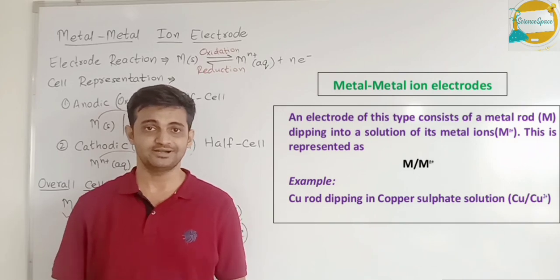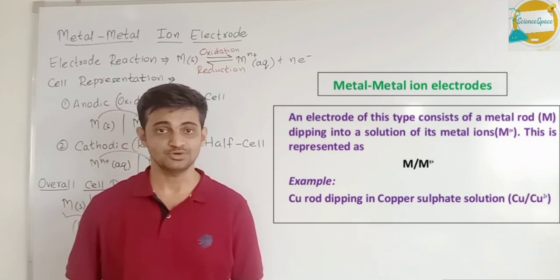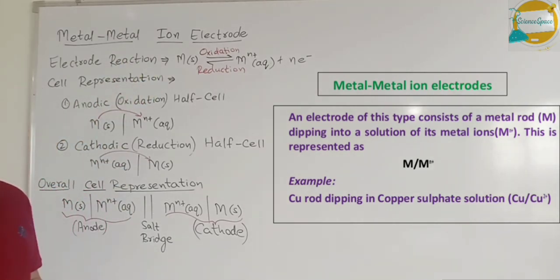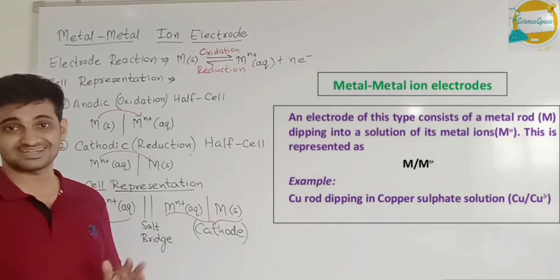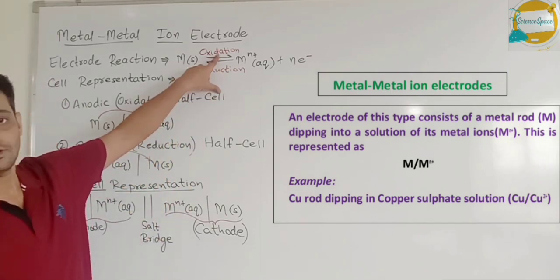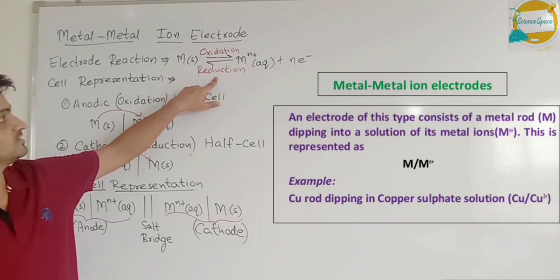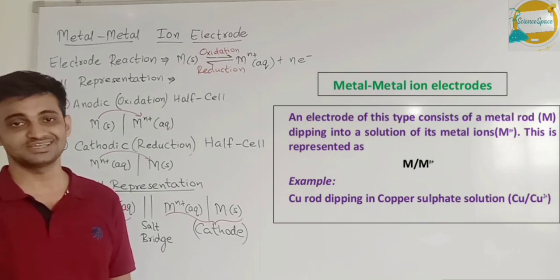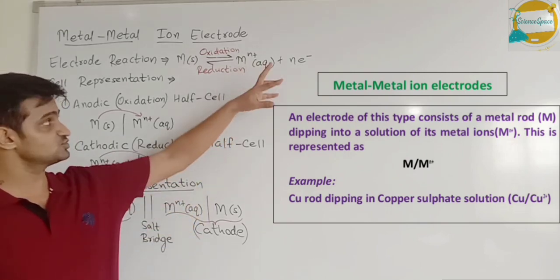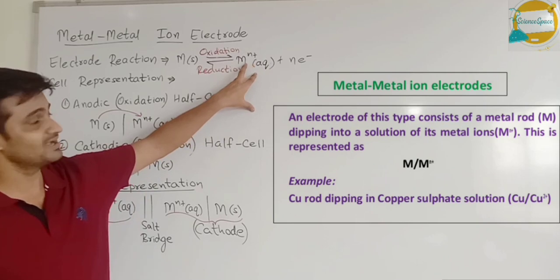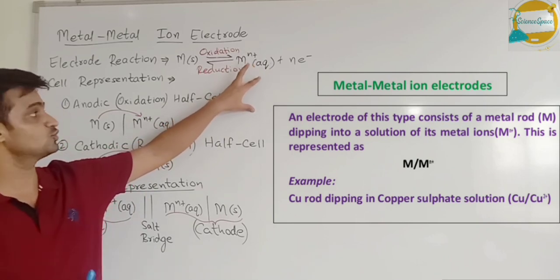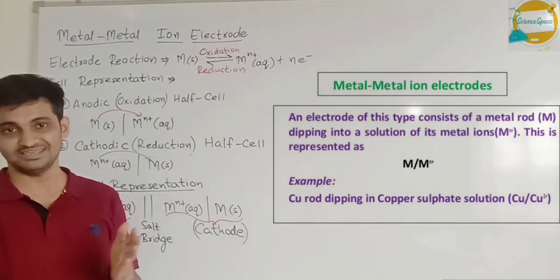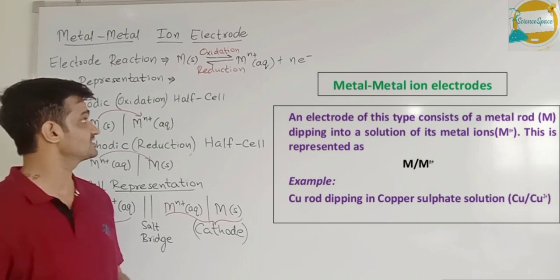So while studying the metal-metal ion electrode, we will go through the electrode reactions that are taking place in the electrochemical cell. There are two types of electrode reactions that occur. The first is the oxidation and the second is the reduction. What is oxidation? The loss of electrons by the metal rod is called oxidation. And what is reduction? The reverse of oxidation, that is the gain of electrons by metal ions present in the electrolyte, is called reduction. So these two processes take place in each individual half cell in an electrochemical reaction.